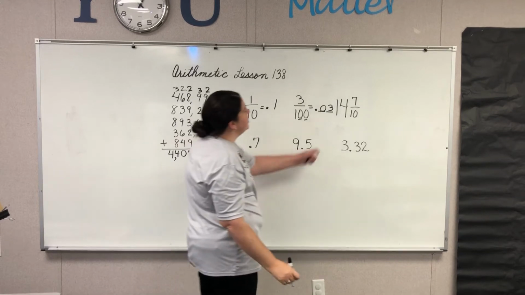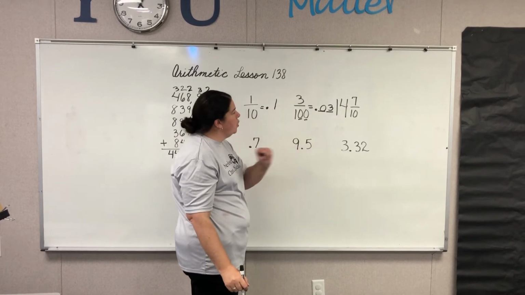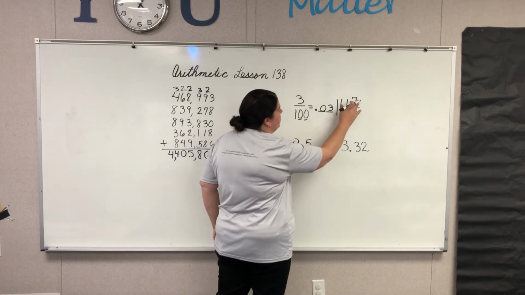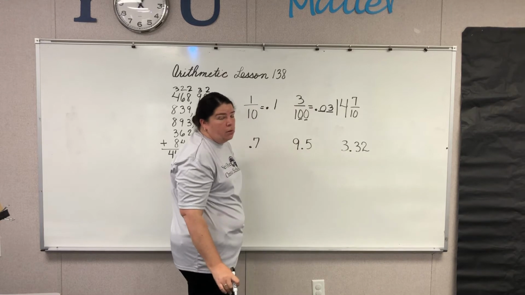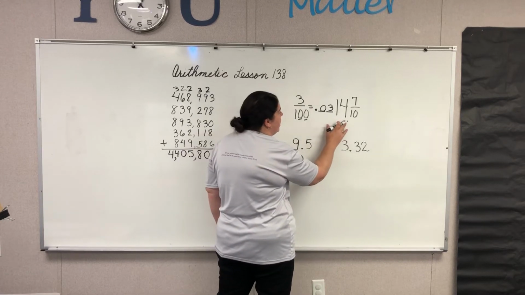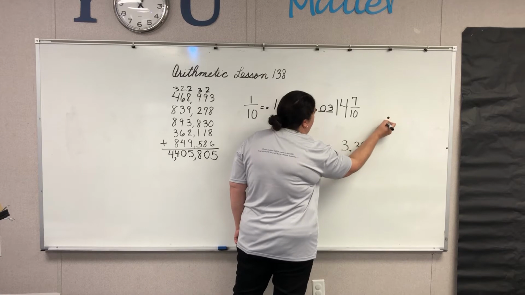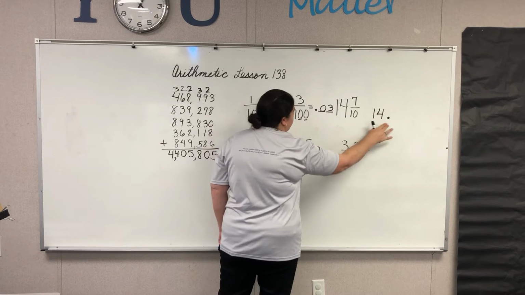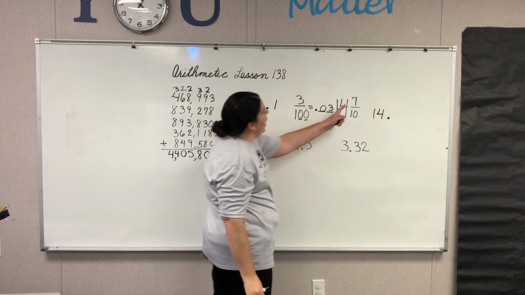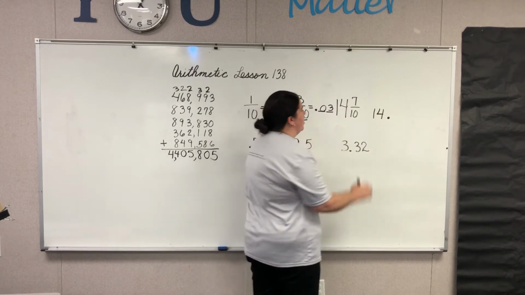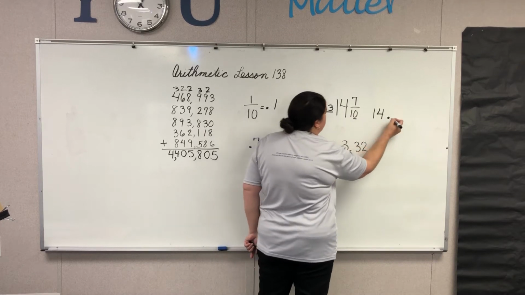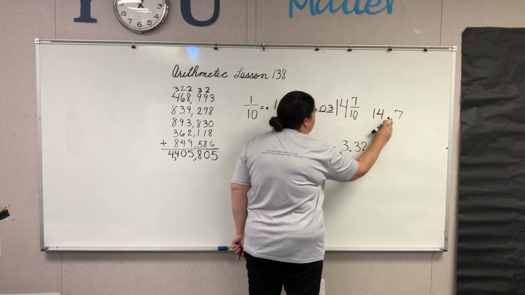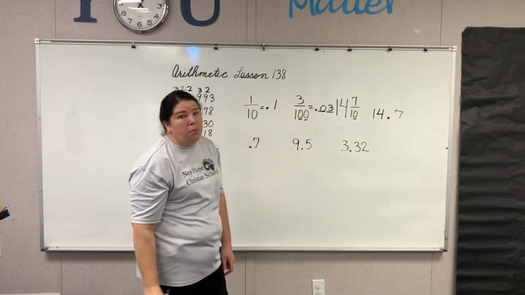Okay? This next one, we reviewed just a quick moment, but I wanted to go over it again. 14 and 7/10 is a mixed number, you know. So our mixed number, we said that the whole number goes on the left side of the decimal. Our fraction goes on the right side, and our fraction only has 1 digit, so that 7 will go there. This is our new decimal, 14.7.